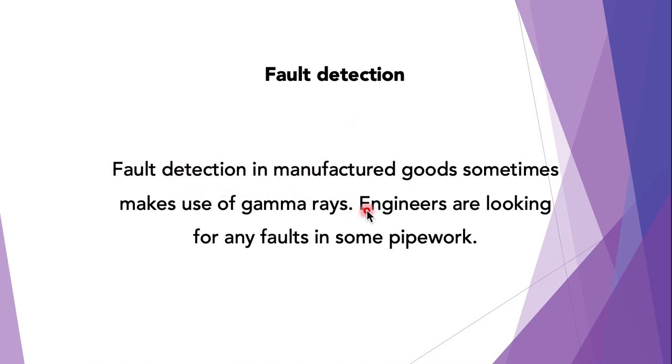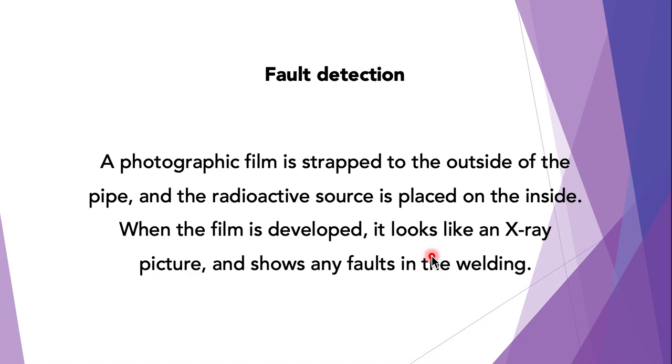Fault detection in manufactured goods sometimes makes use of gamma rays. For example, engineers are looking for any faults in some pipe work. What they do is strap a photographic film to the outside of the pipe, and the radioactive source is placed on the inside. When the film is developed, it looks like an X-ray and shows any faults in the welding.